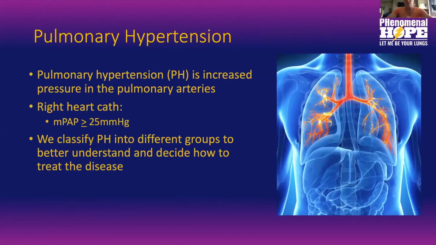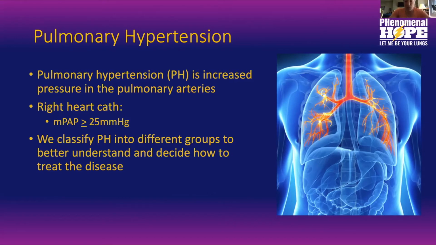So before we get started in the nuts and bolts of it, the meat of it, I want to give you some nuts and bolts. So first off, I think most of the people in this audience know this, but pulmonary hypertension is defined as increased pressure in the pulmonary arteries. We can screen for it on echocardiogram, but we define it by right-sided heart catheterization, and it's defined as a mean pulmonary artery pressure of 25 or higher.